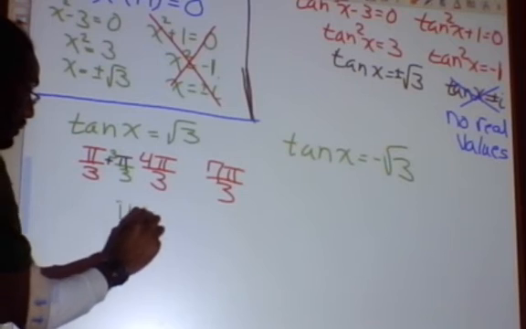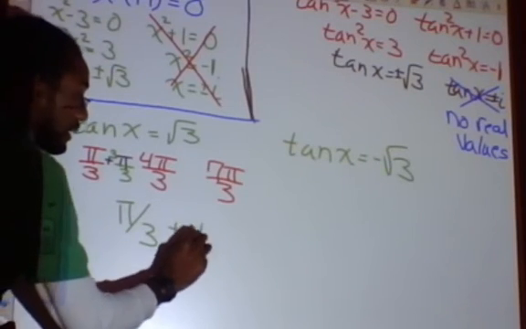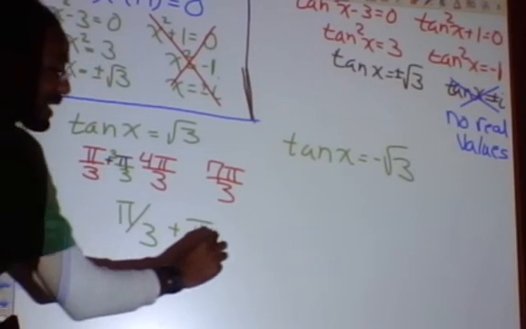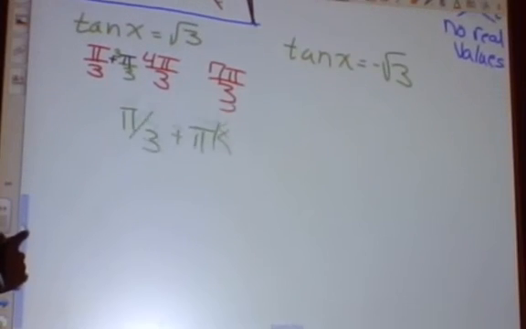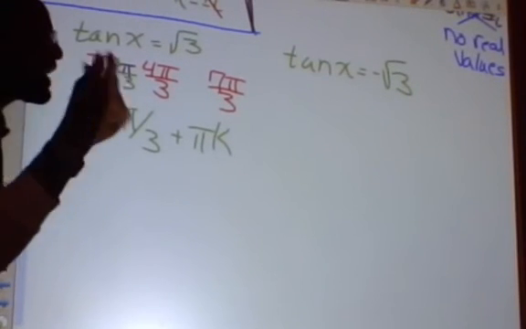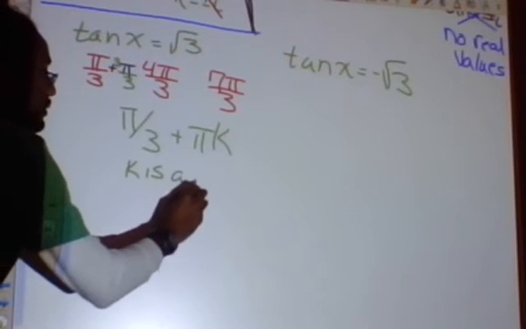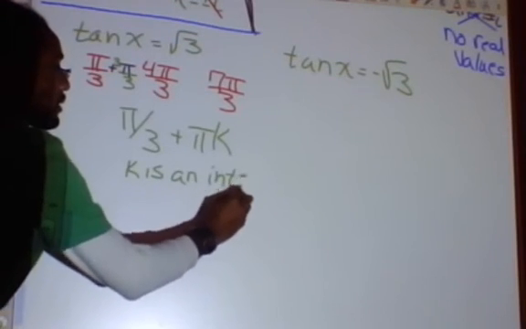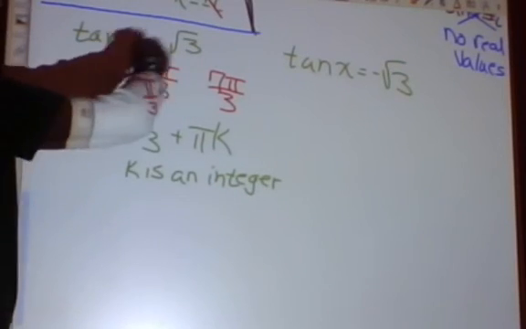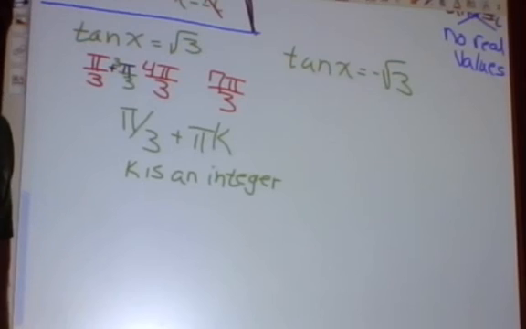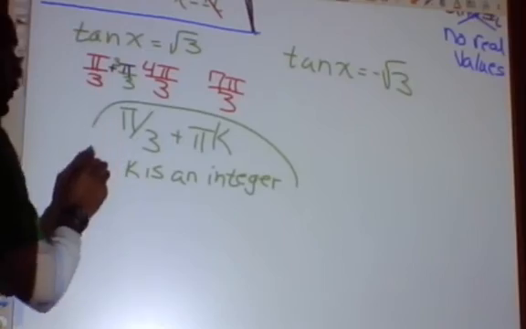So if we start off with pi over 3, and then we add pi to that, and we put a k there for every interval, and we say k is an integer, that would satisfy this whole thing here for the positive square root of 3 for every single term that will ever exist. So that would be our answers for the positive.